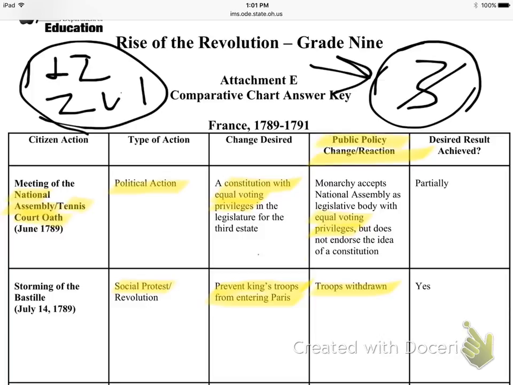Did they get what they want? Yes, they did get what they want, right? Because they wanted to prevent the troops from entering, and the troops withdrew. So yes, they got what they want.